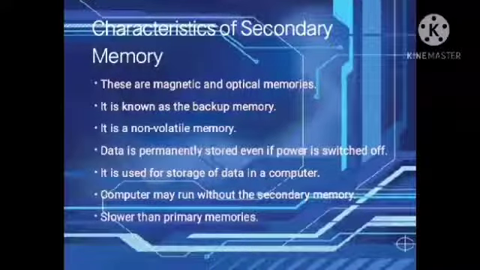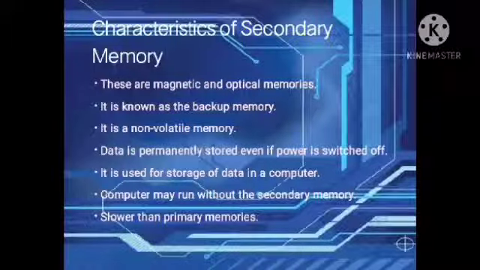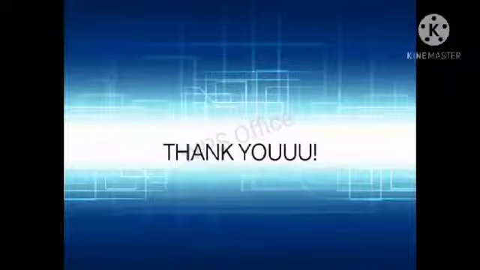Here are the characteristics of secondary memory. These are magnetic and optical memories. It is known as the backup memory. It is a non-volatile memory. Data is permanently stored even if power is switched off. It is used for storage of data in a computer. A computer may run without the secondary memory, which is slower than primary memory. So that's the end of my discussion.